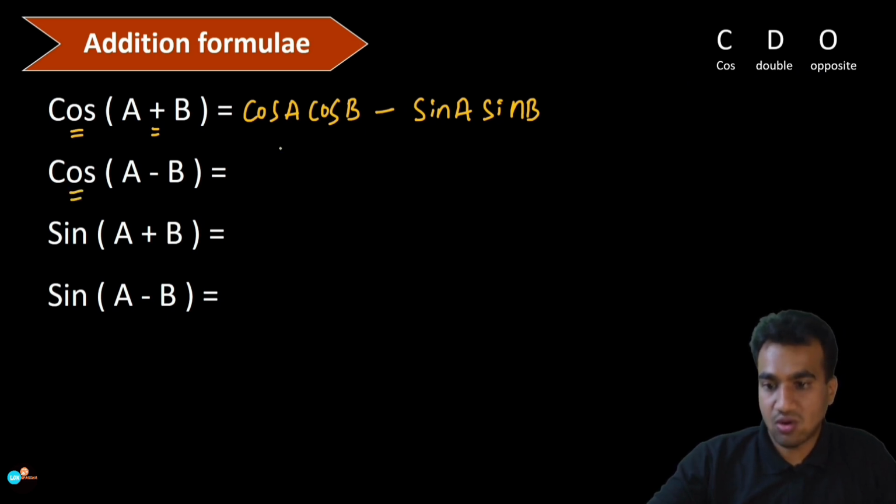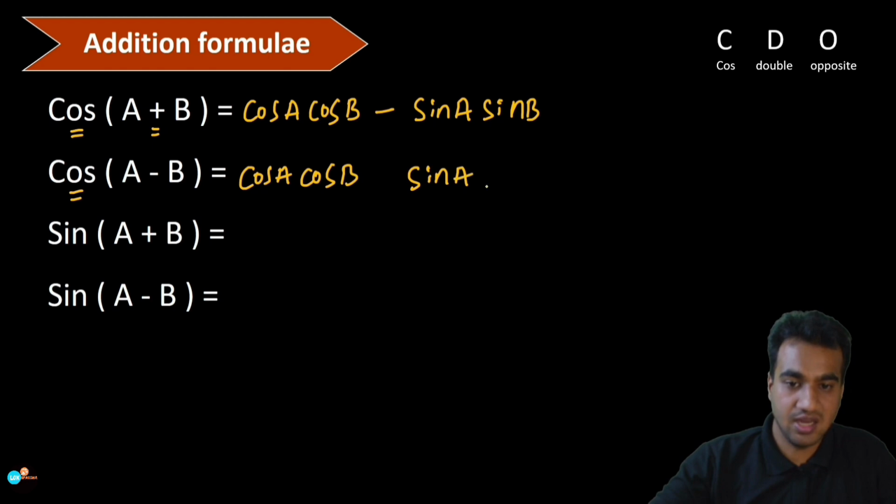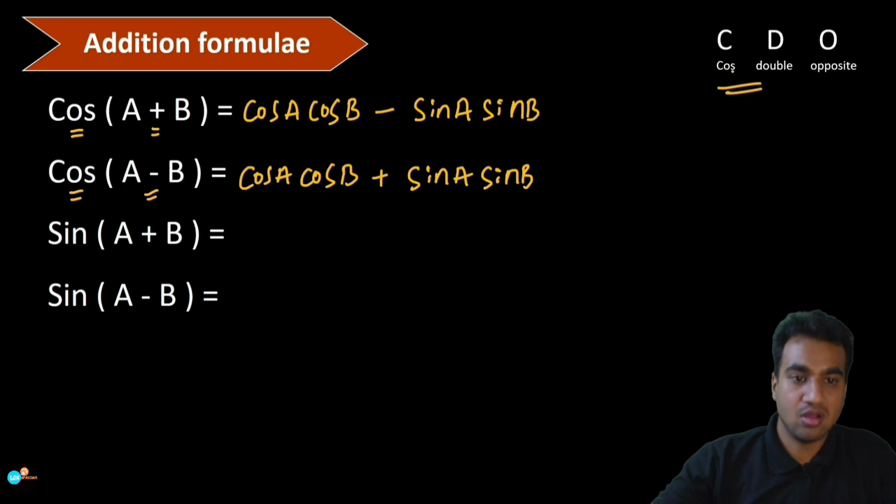So here there is a cos. So since it is a cos, use this rule. If there is a cos, write it double with opposite sign. So cos is there, so write cos a into cos b, and here sin also 2 times, sin a sin b. But since negative sign is here, you have to write plus. And this rule is only applicable for cos, not for the sin.